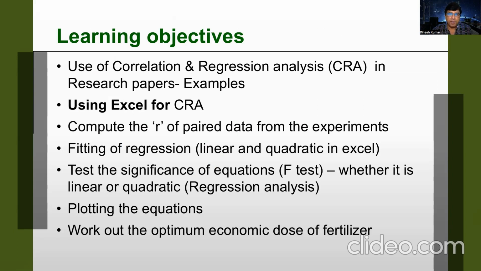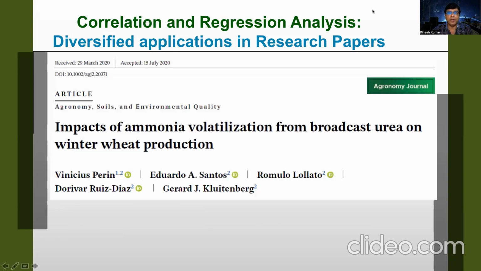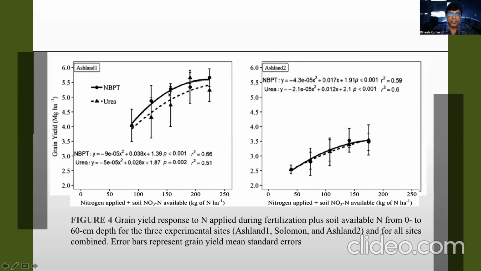And many research in the past and many research today's time have been using this knowledge of correlation and regression analysis to present their data. Now, you see, this is just one paper. You can see here, correlation and regression analysis, diversified application in research paper. So this is a paper, impact of ammonia volatilization from broadcast urea on winter wheat production.